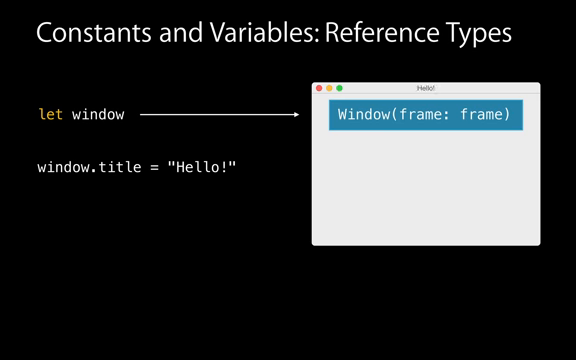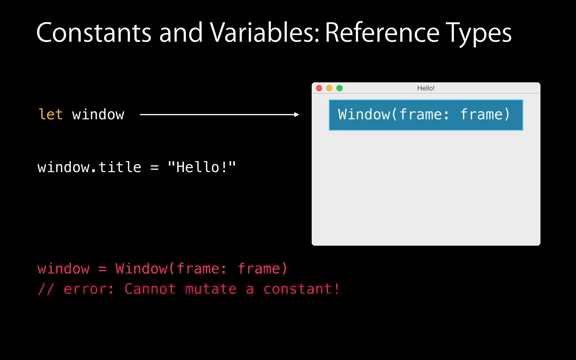But it's a constant reference. That means if I try and connect this reference to a different window, I'll get a compile time error, because I cannot mutate a constant, and I'm trying to mutate the constant reference here.